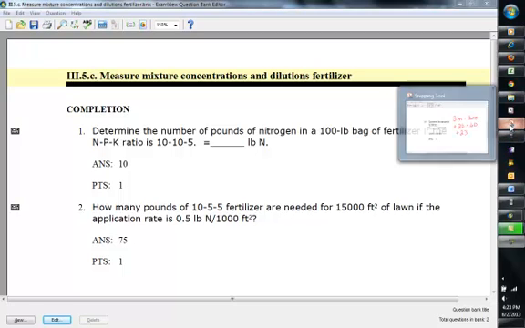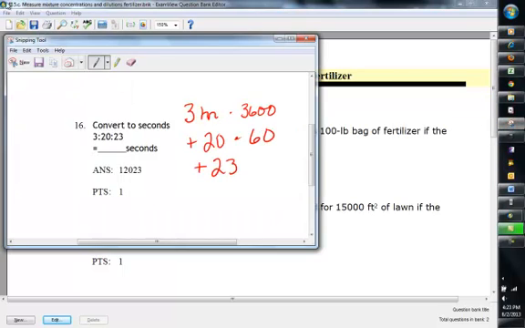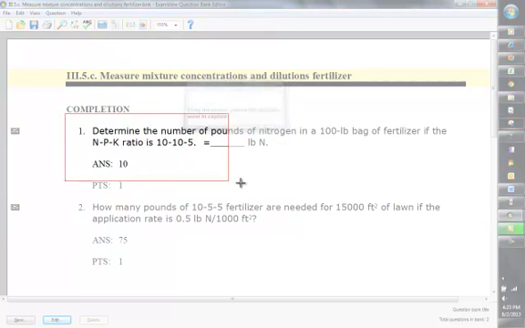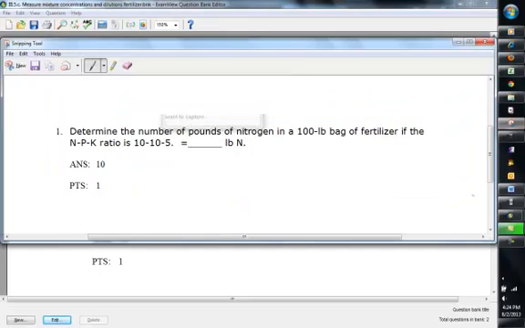This is 3.5.C. We're going to measure concentrations and dilutions in fertilizer. Let's look at this first one. Determine the number of pounds of nitrogen. Nitrogen is the first letter.